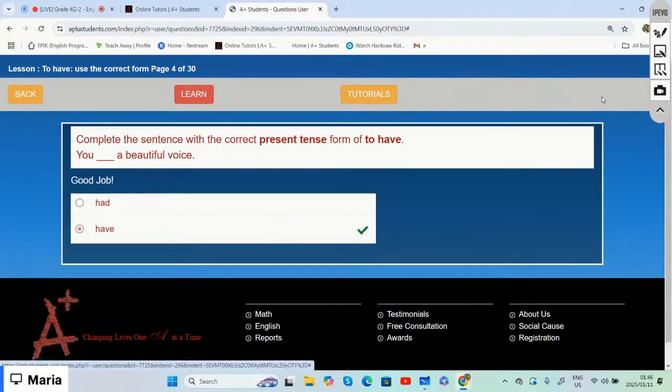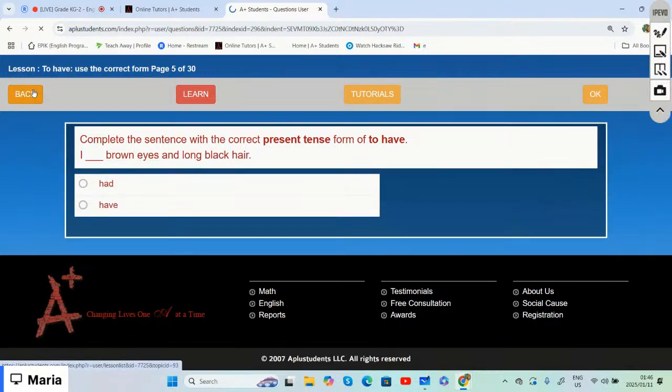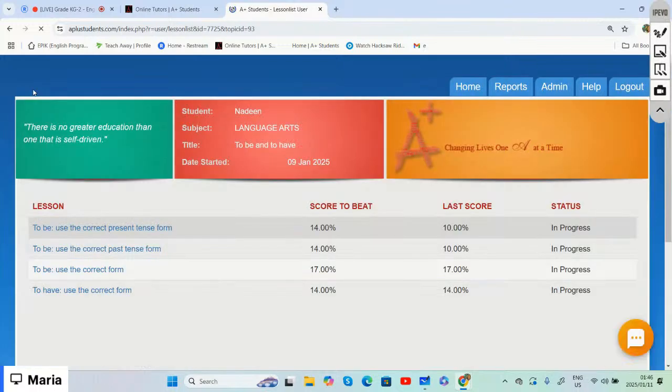You have something now. All right, so this is now the end of our lesson on to be and to have. And we said to be, we can use the correct forms. And we said that with to be and to have, our subjects need to agree with either the present tense form of the verb, irregular verb, or the past tense form of the irregular verb.